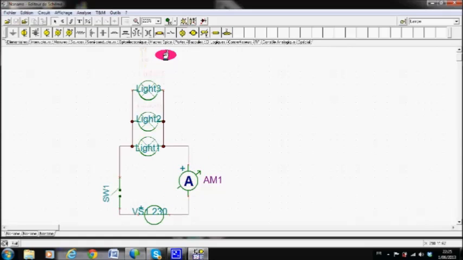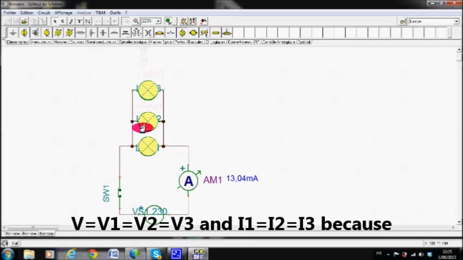Let's simulate our circuit to see what's going to happen. Okay, you see, the voltage here at the level of the power supply is the same at the level of all the lights. This type of connection is what you have in your house.